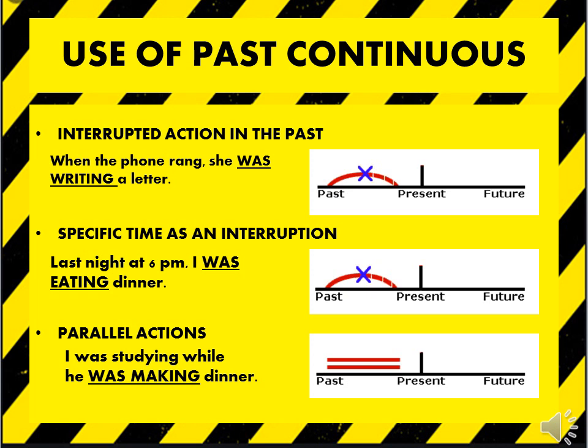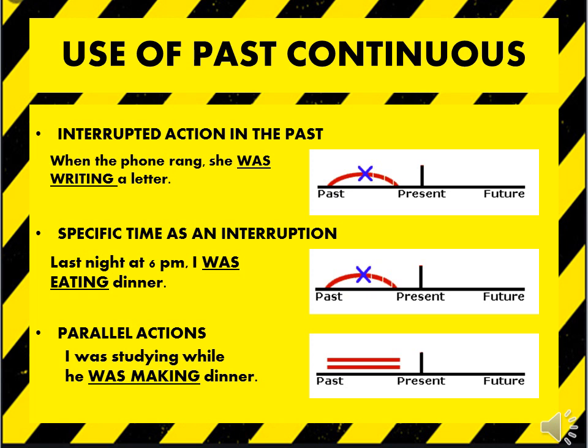It is used when an interrupted action is in the past. As you can see in the picture, there are 3 times: past, present, and future. One action started in the past, but it was interrupted, and both of the incidents happened in the past. So that's why we refer to it as past continuous tense, because 2 of the actions were taking place simultaneously, or one action was interrupted by the other one.